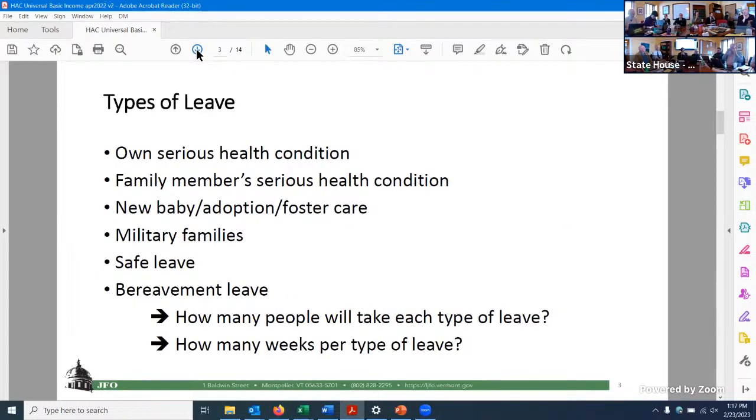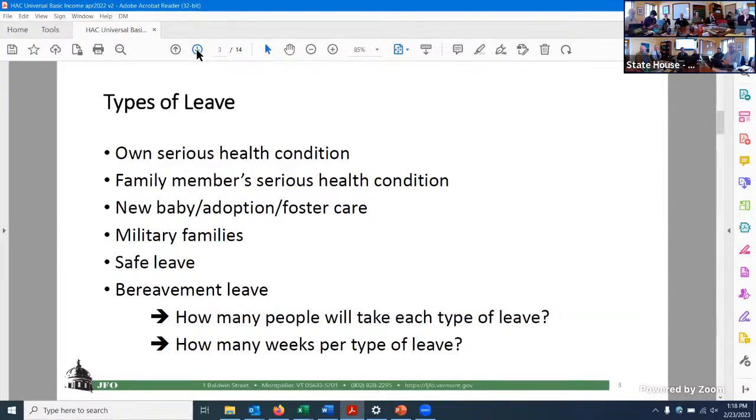Yes. Okay, so types of leave. So what's covered in H66? We have an own serious health condition, and you've been through this all with Damien, so I don't need to spend too much time on all of these things. You have the family member's serious health condition for which you are allowed to give family care. You might have a new baby or adoption or a new foster care child that would allow you to take leave. You might be helping with a military member who's going off or coming back or has been wounded or whatever. There's safe leave covering domestic violence situations and bereavement leave. So these are the types of leave that are covered now in H66.